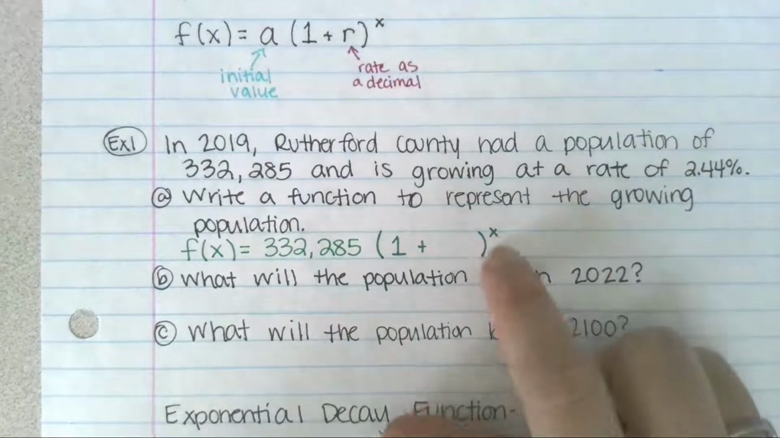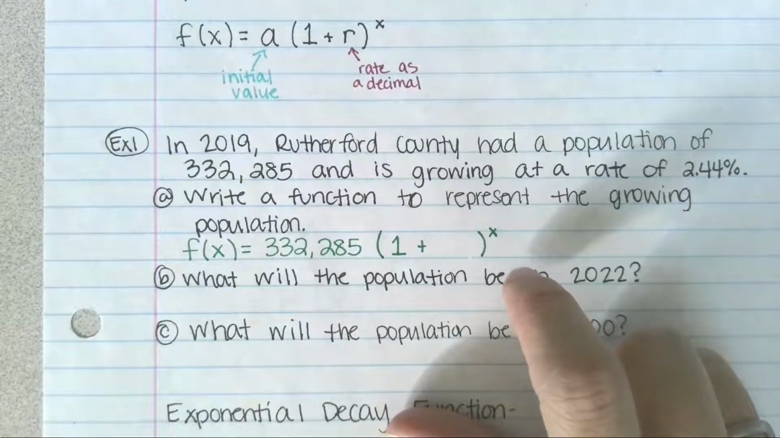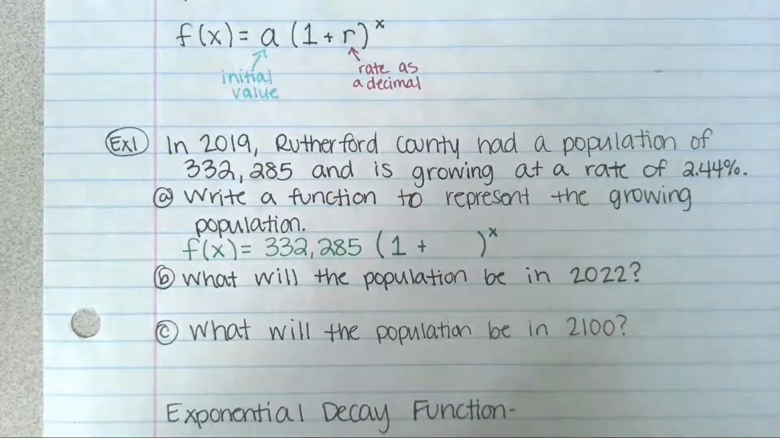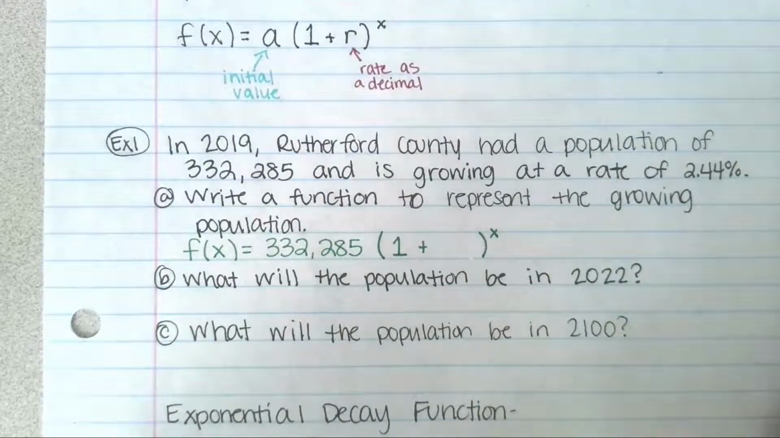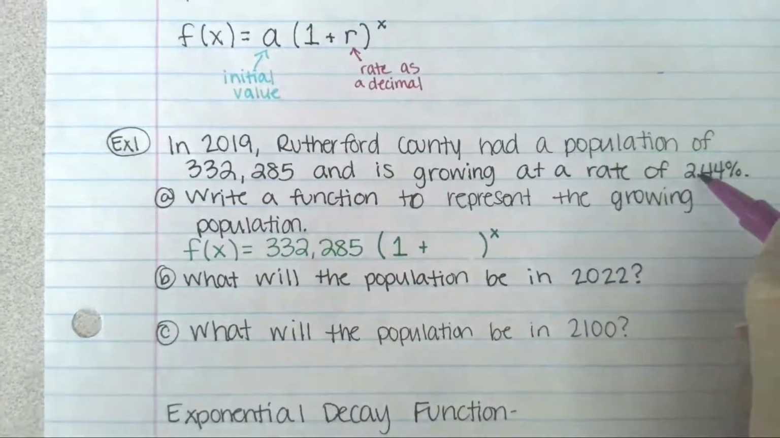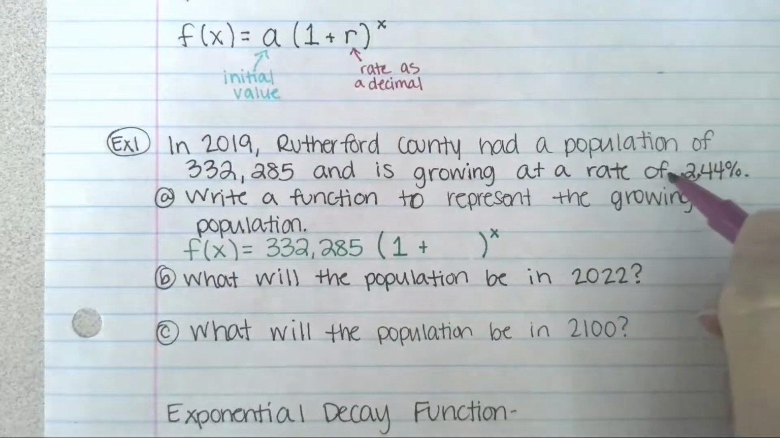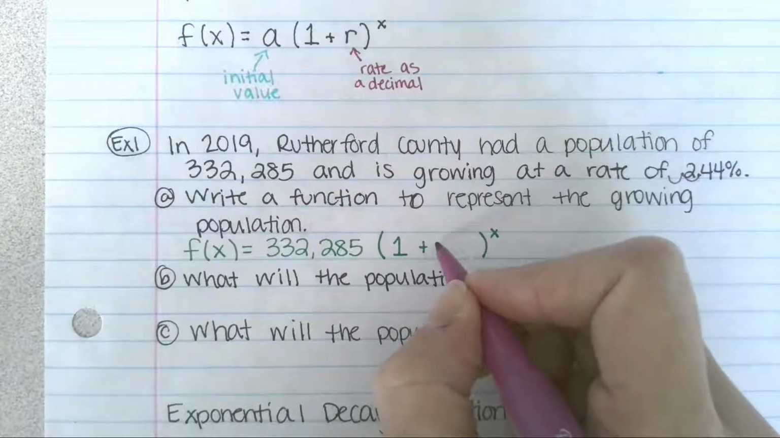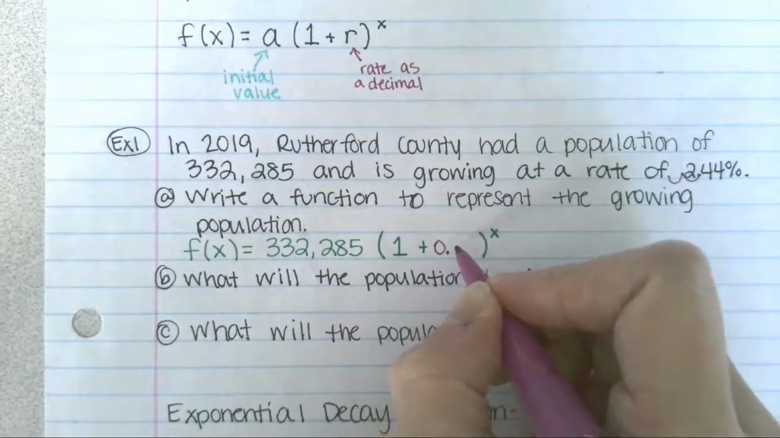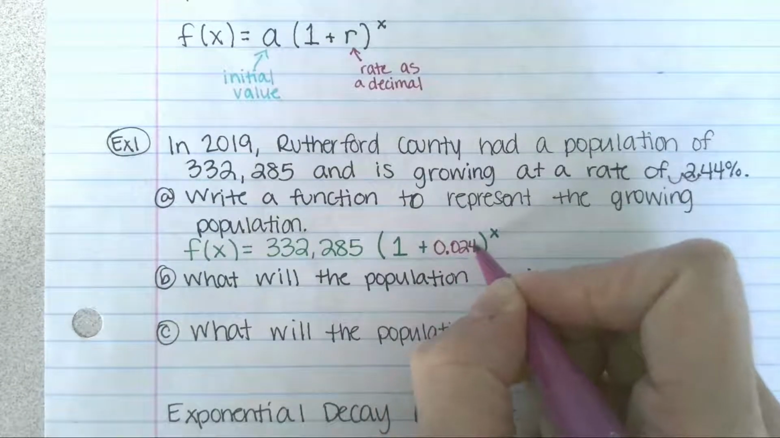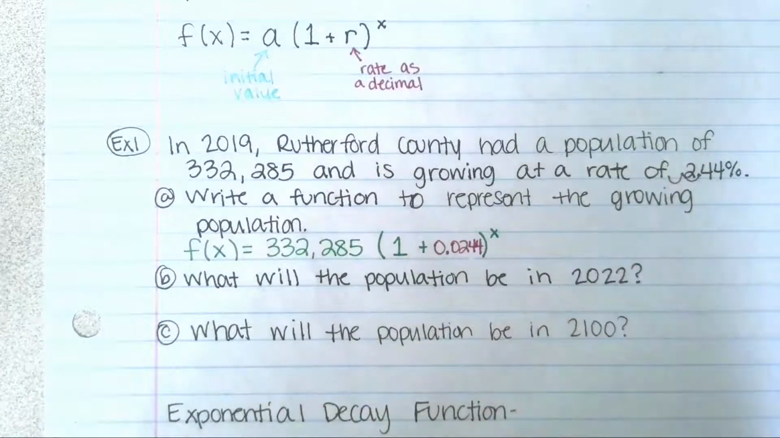Now, to determine the rate, to go from percent to decimal, you're going to take the decimal point in your percent and move it 2 spaces to the left. So it would go there. Our rate as a decimal is 0.0244. So that's what goes inside.